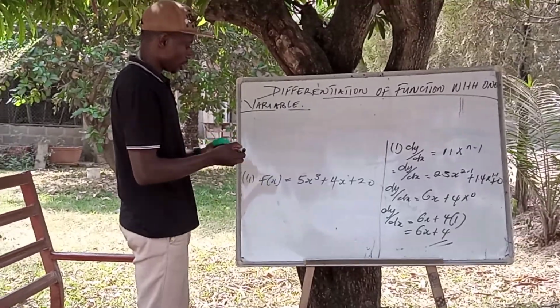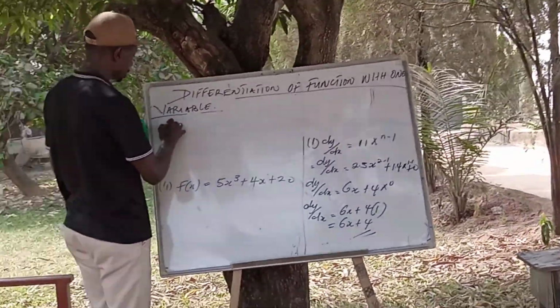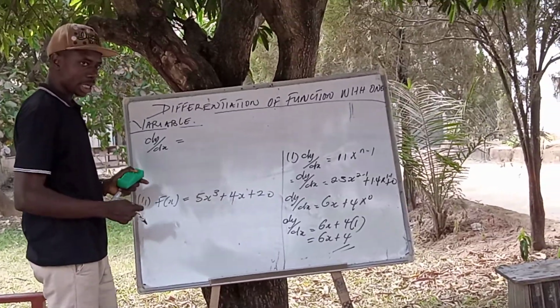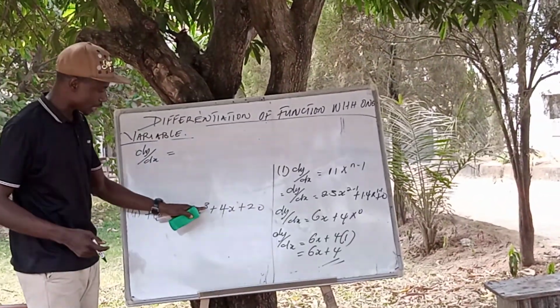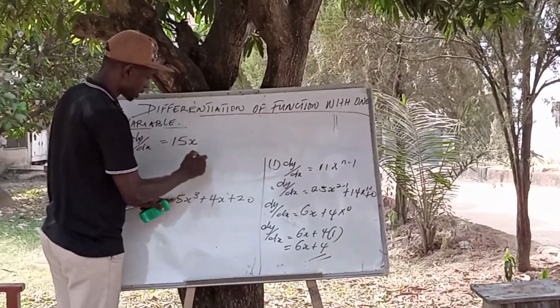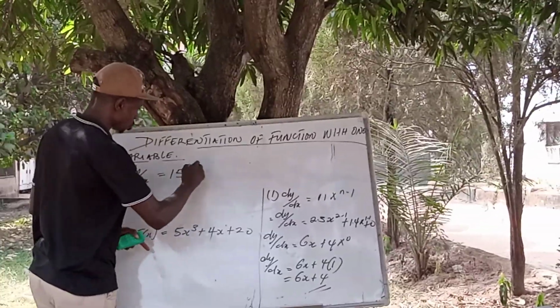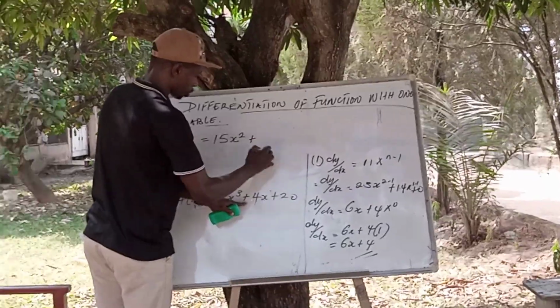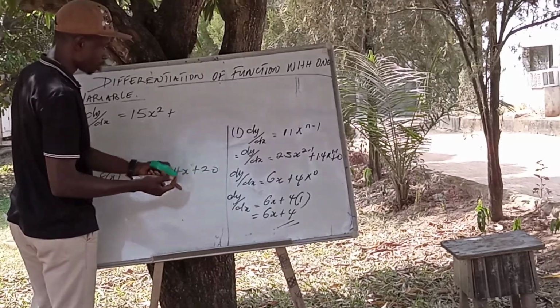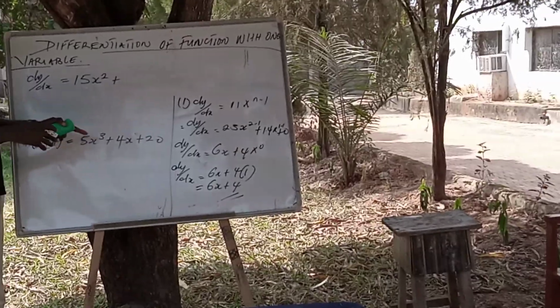Then number 2 we have dy/dx equals, that is another place where you can do it now. You can say that 3 times 5 is what? 15. We have it as 15x. 3 minus 1 is 2. Then plus 1 times 4 is what? 4. Then 4 minus 1 is what? 0. That is 1 minus 1 is 0.